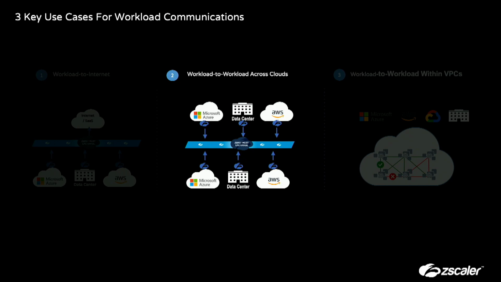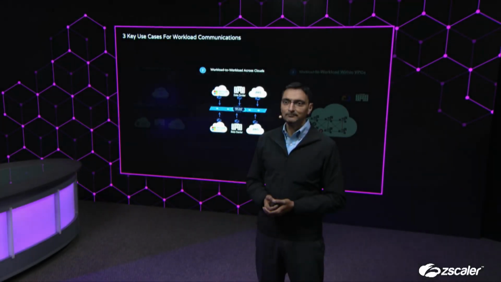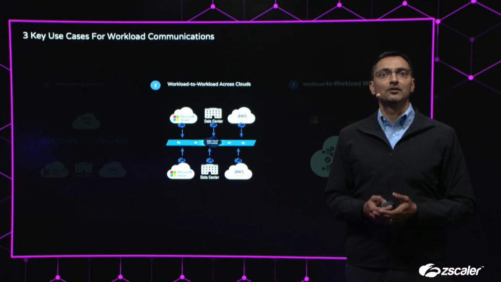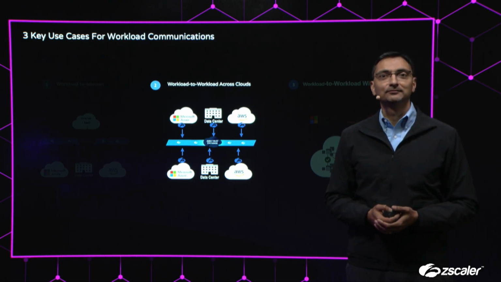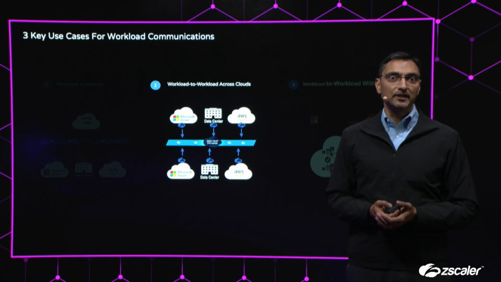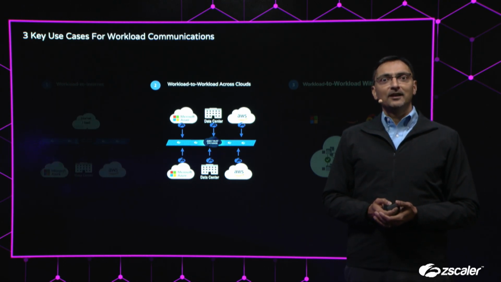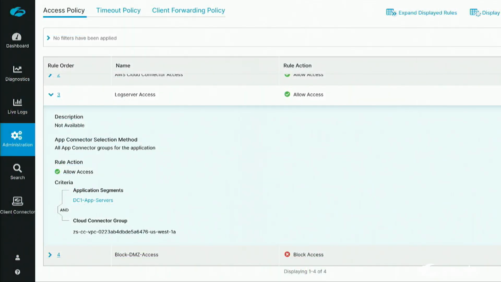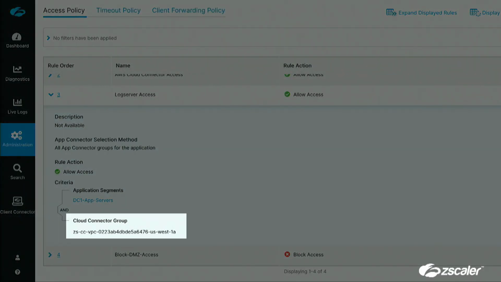Let's take a look at the second use case, workloads to workload communication across clouds. For example, you may have a workload in AWS that needs to talk to another service or workload in Azure, or perhaps your own data center. You can set up Zero Trust connectivity using ZPA. Here, you see the familiar ZPA policy screen. In the policy criteria, you can specify how workloads communicate with each other using application segments and connector groups. Connectivity is brokered through ZPA based on policy, with access decoupled from being on the same network.